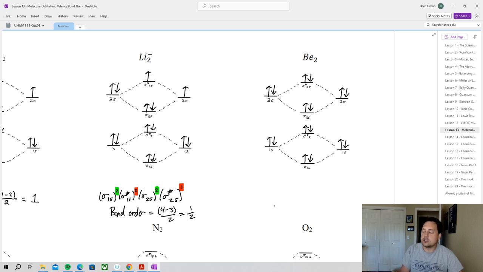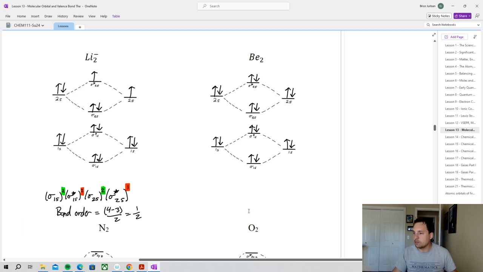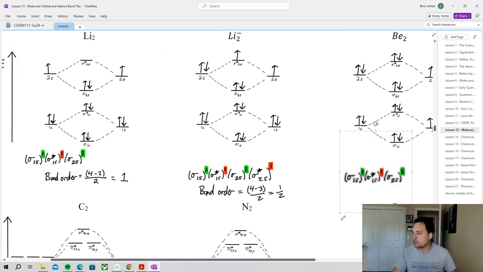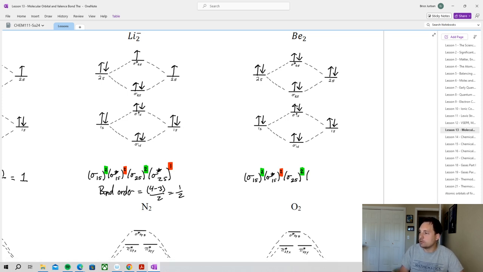And whenever you have a situation like this, the bond is not likely to form because all the energy that we've gained, we've lost by adding the same number of electrons into anti-bonding orbitals. So here we don't predict that molecular beryllium is going to be stable. We predict it's going to be unstable.